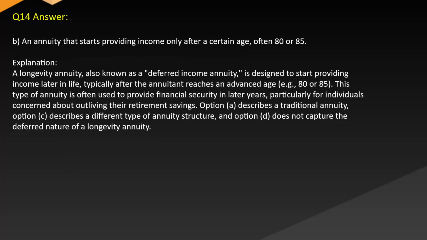Answer B. An annuity that starts providing income only after a certain age, often 80 or 85. Explanation. A longevity annuity, also known as a deferred income annuity, is designed to start providing income later in life, typically after the annuitant reaches an advanced age, e.g., 80 or 85. This type of annuity is often used to provide financial security in later years, particularly for individuals concerned about outliving their retirement savings. Option A describes a traditional annuity. Option C describes a different type of annuity structure, and option D does not capture the deferred nature of a longevity annuity.